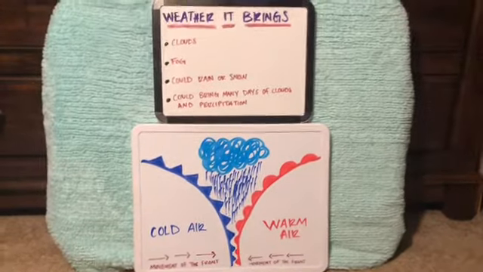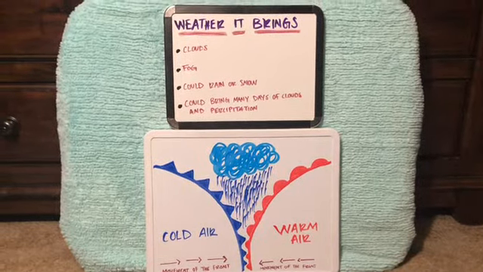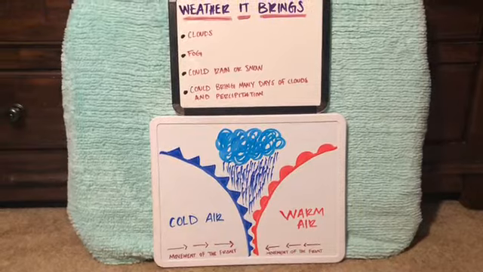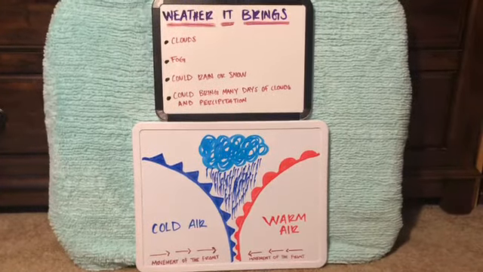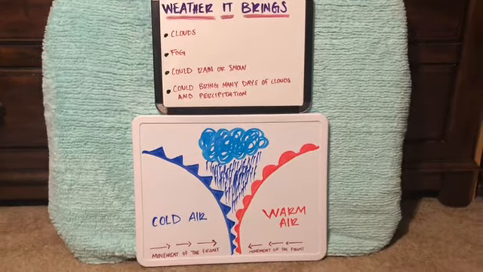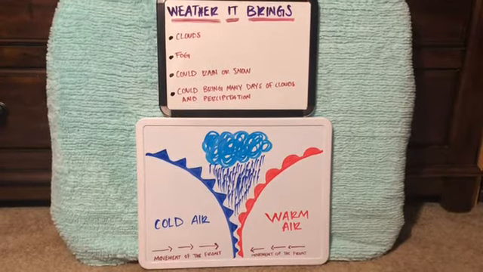Next up is our stationary front. A stationary front forms when warm and cold air meet and neither air mass has the force to move the other. They basically have a standoff. The weather it can bring is clouds, fog, it could rain or snow, and it could bring many days of clouds and precipitation.